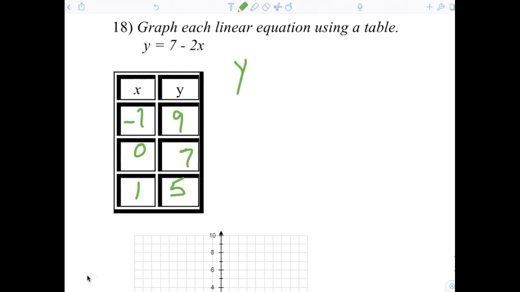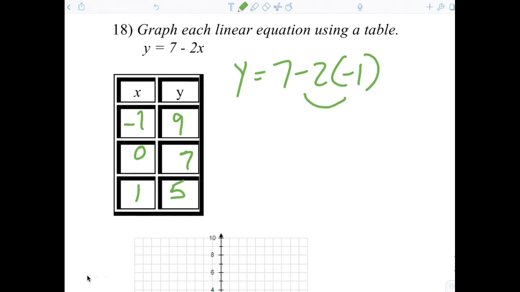I wrote down on my paper, 7 minus 2 times negative 1. I just didn't want to embarrass anybody. Come on, guys. Everybody should be able to look at 7 minus 2 times negative 1 and say that's what? Obviously, that's 9. If that's not obvious, just put your hand up. I'm going to show you.